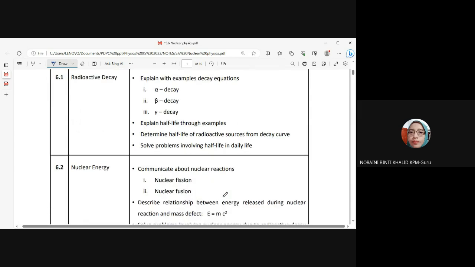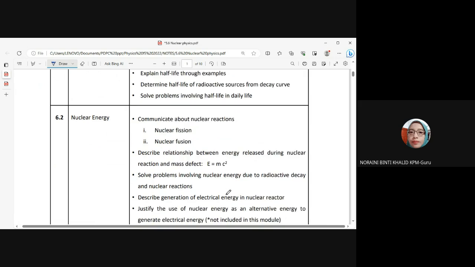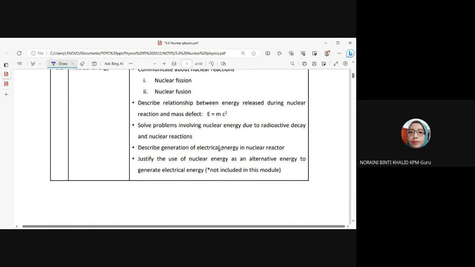And then 6.2 ialah about nuclear energy. We will discuss about nuclear fission and nuclear fusion. Describe relationship between energy release during nuclear reaction and mass defect. Guna Einstein formula, E equals to mc squared. And then solve problem involving nuclear energy due to radioactive decay and nuclear reaction. Okay, and then describe generation of electrical energy in nuclear reactor. Justify the use of nuclear energy as alternative energy to generate electrical energy.